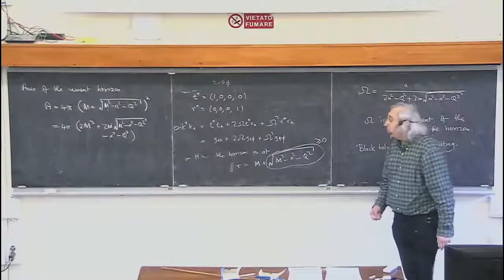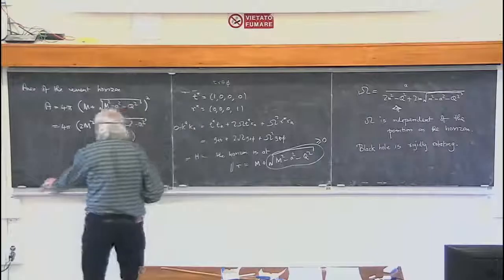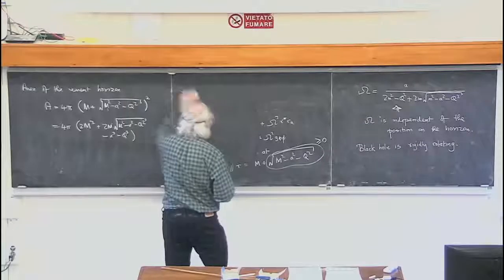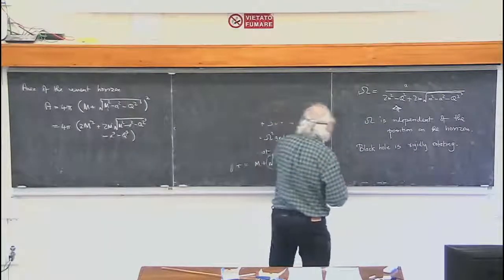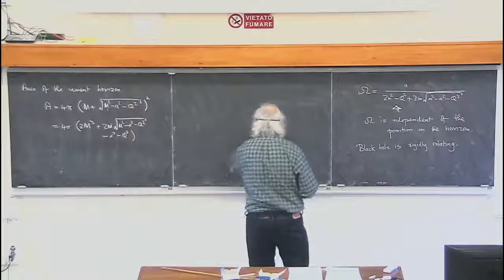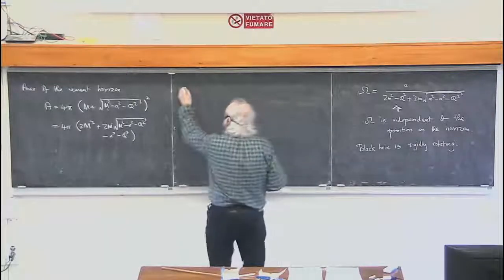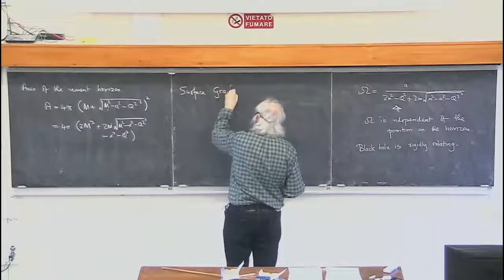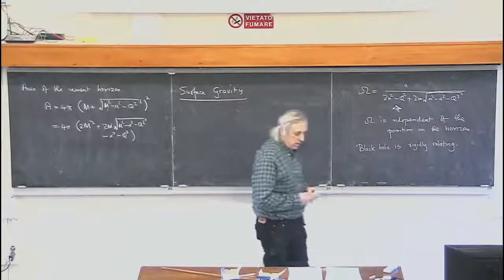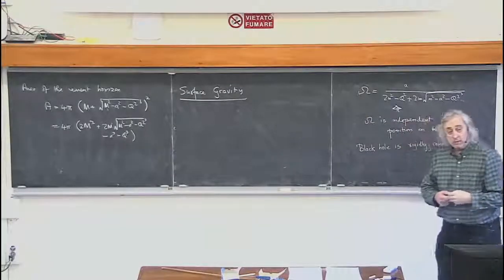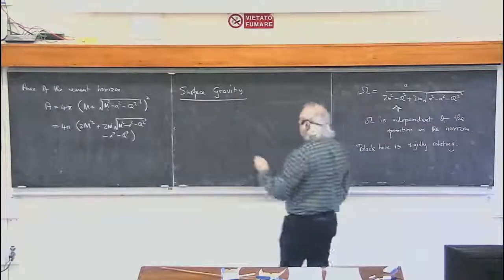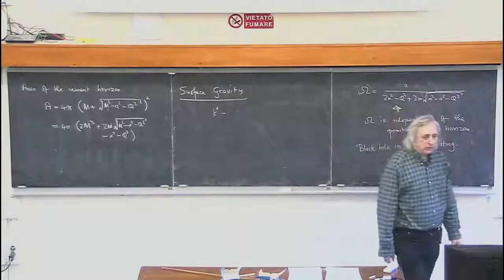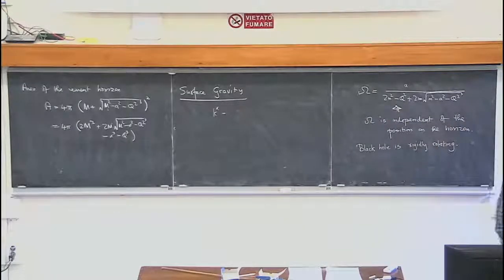The next quantity of importance is sometimes called the surface gravity of the black hole. This is defined in the following way. We know that k is a Killing vector. We also know that it's parallel to the geodesics on the horizon, and therefore it should obey the geodesic equation.